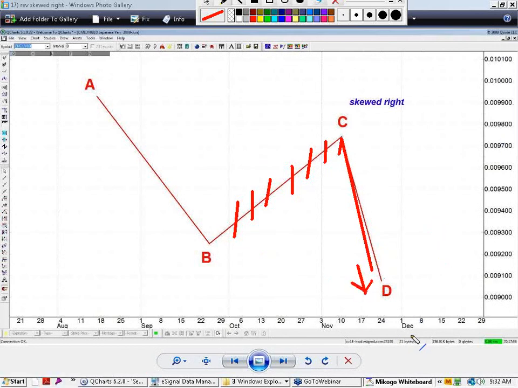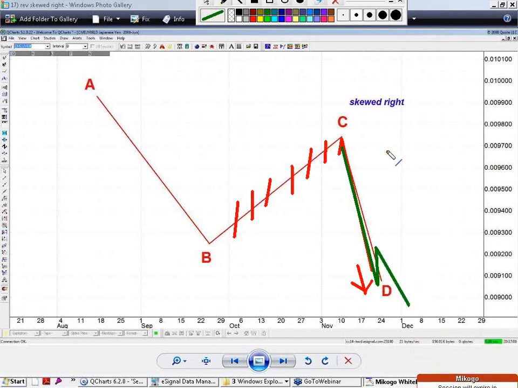Now, if you want to buy it somewhere down here because you got Fibonacci numbers or other reasons to buy it down there, what would you do? Would you buy it there? Well, not yet. What you want, and we'll show you examples later, is how you want this to come in and flip to a left skew.